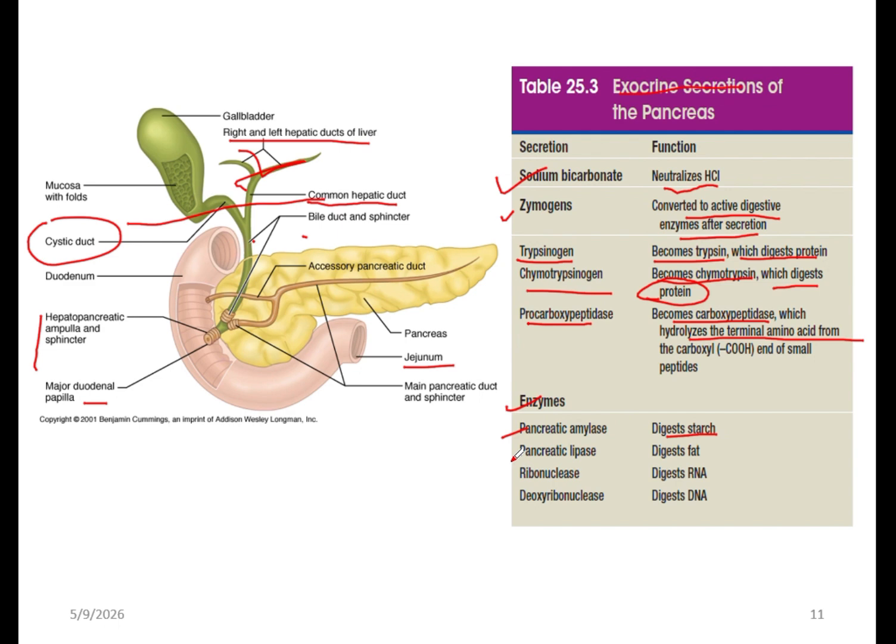Next is pancreatic lipase, which digests fat. Next is ribonuclease, which digests the RNA, and deoxyribonuclease, which digests the DNA, right? So this is all about the pancreas, right? Next we talk about the small intestine.